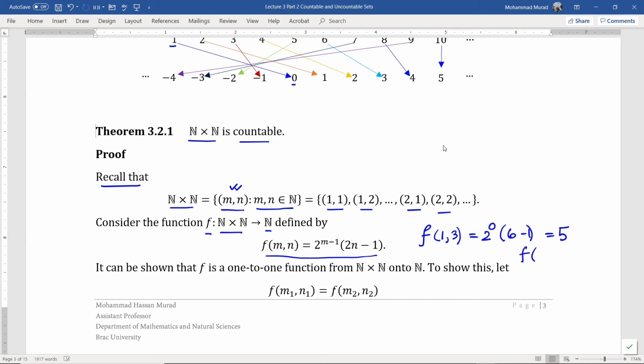Similarly, f(3, 2) gives us 2 to the (3 minus 1) times (4 minus 1), and this gives us 4 times 3, which is 12, and so on. Now it can be shown that the map f is a one-to-one function from N cross N onto N. So it's a one-to-one and onto map.